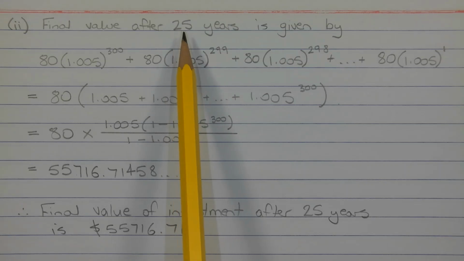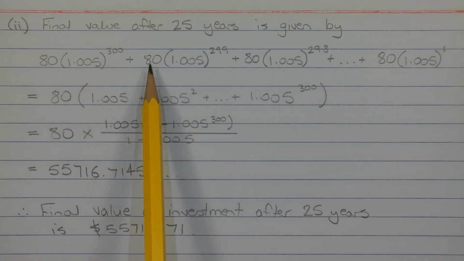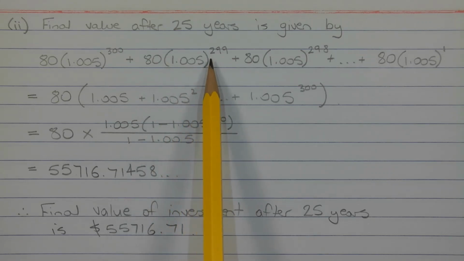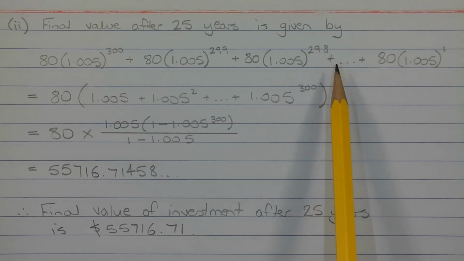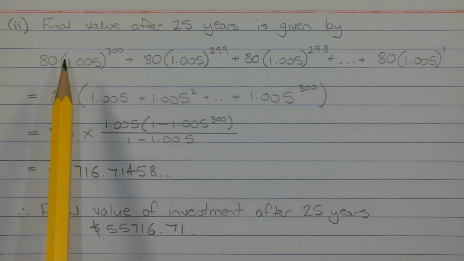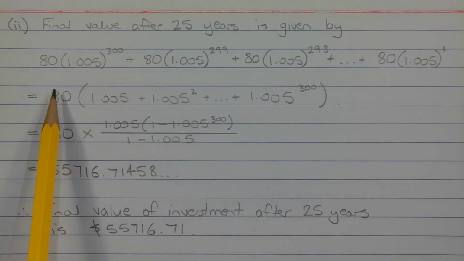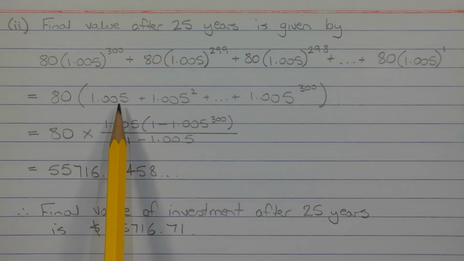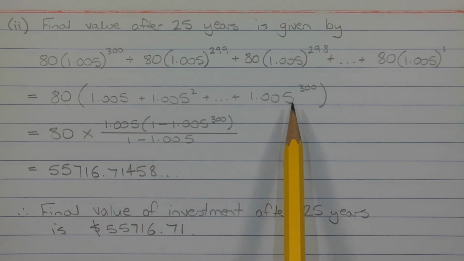So the final value after 25 years is given by 80 times 1.005 to the power of 300 plus 80 times 1.005 to the power of 299 plus 80 times 1.005 to the power of 298 plus ... plus 80 times 1.005 to the power of 1. Factorising out 80 from all these terms, and there are 300 in total, that's why there's some missing here, obviously, I can't fit them on one row. That equals 80 times, open bracket, 1.005 plus 1.005 squared plus ... plus 1.005 to the power of 300, close bracket.